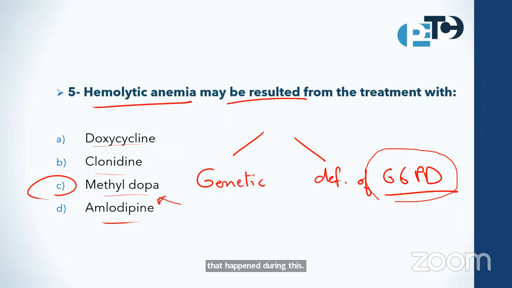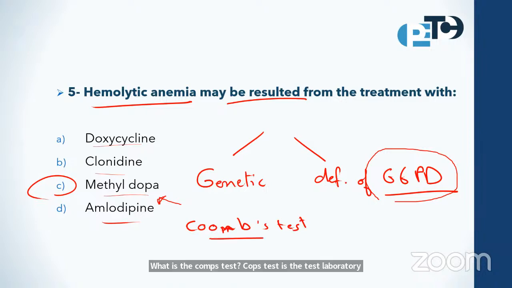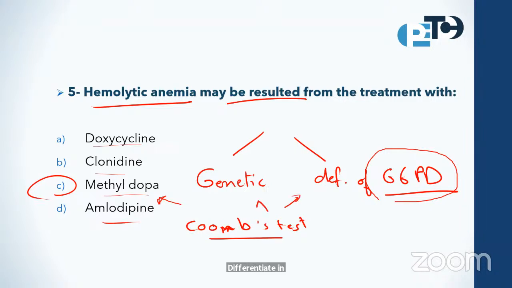Also, the relation between this and the Coombs test. What is the Coombs test? The Coombs test is a laboratory test done for the patient to differentiate between both, to differentiate what the main reason is. So it is done for the patient who already has hemolytic anemia. Okay? It's not done to know whether it is hemolytic anemia or not. The patient here is already diagnosed as a hemolytic anemia patient, but here we want to know the cause, the reason for that.